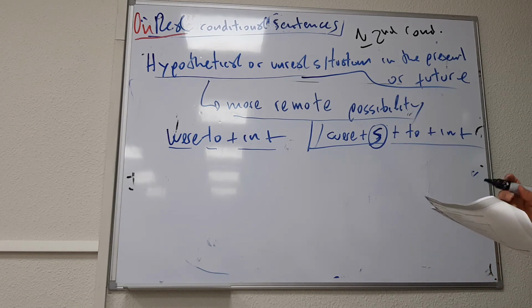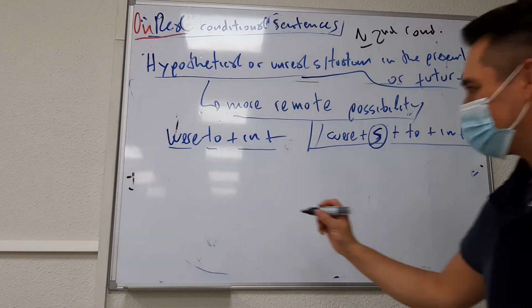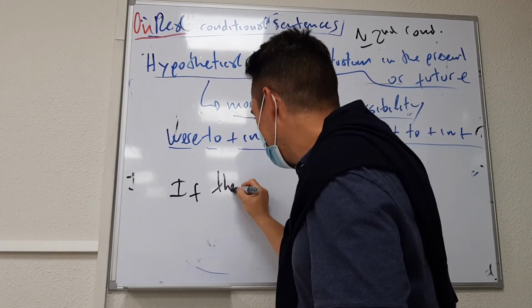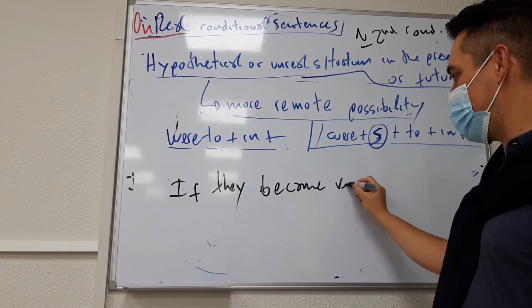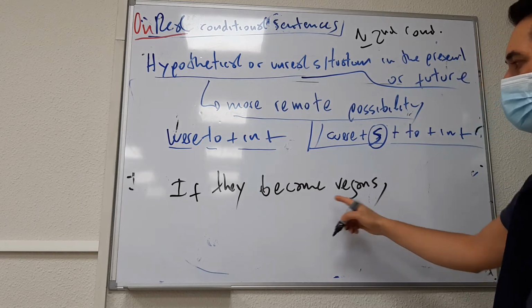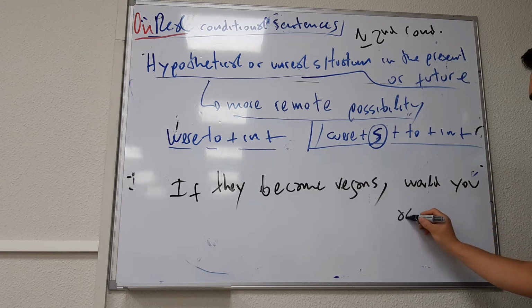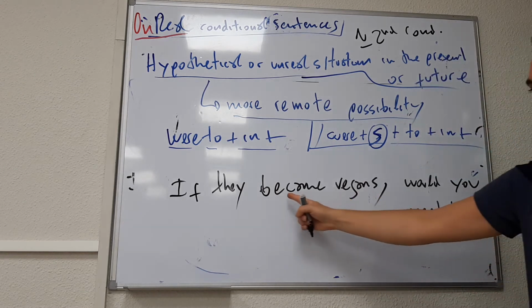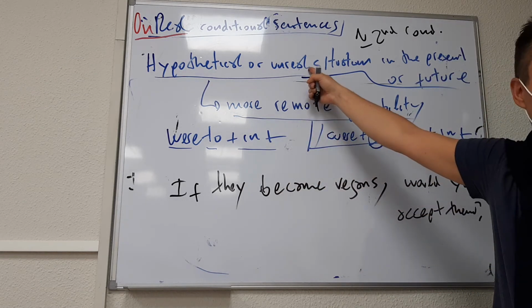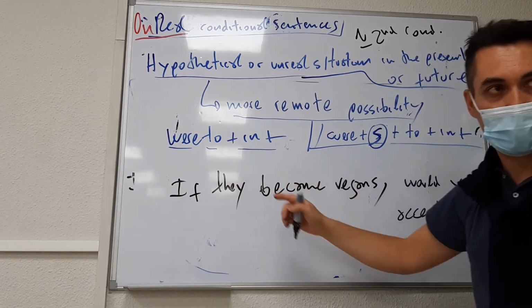¿Y si ellos se hicieran veganos, les aceptarías? How would you say that in English? Okay, if they became vegans, this is the normal way. If they became vegans, would you accept them? Again, this is past simple. This is the one that I explained to you just a second ago. However, there is another structure with were.